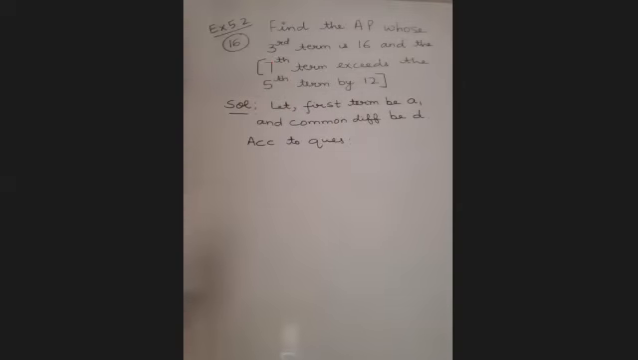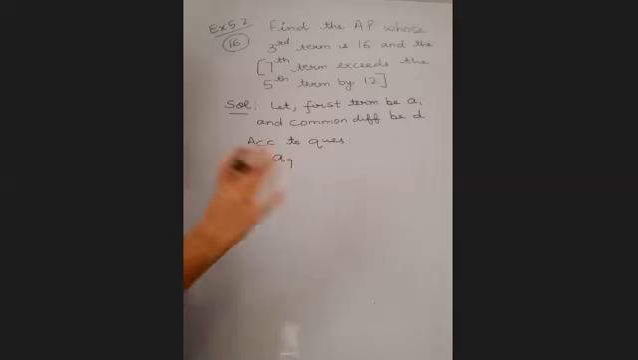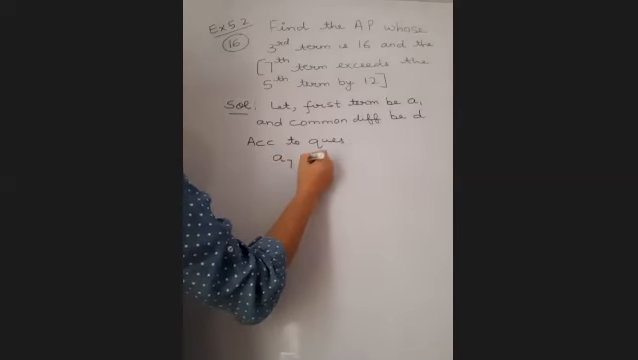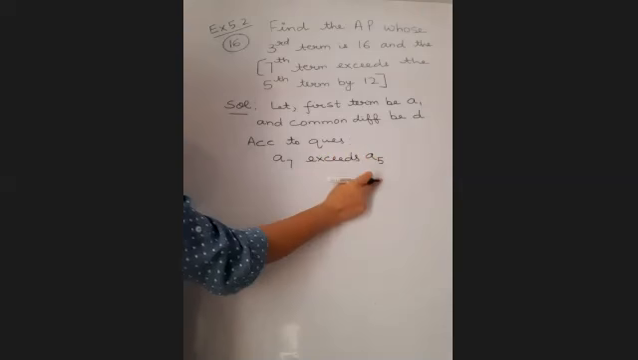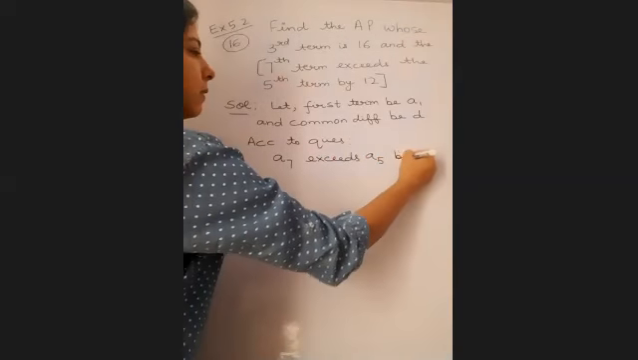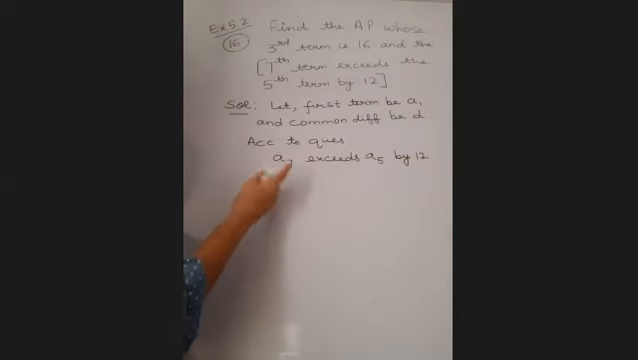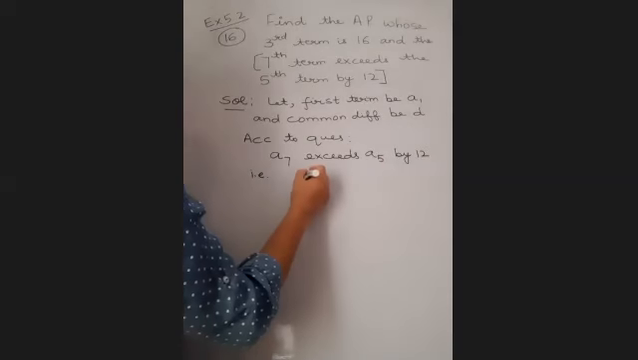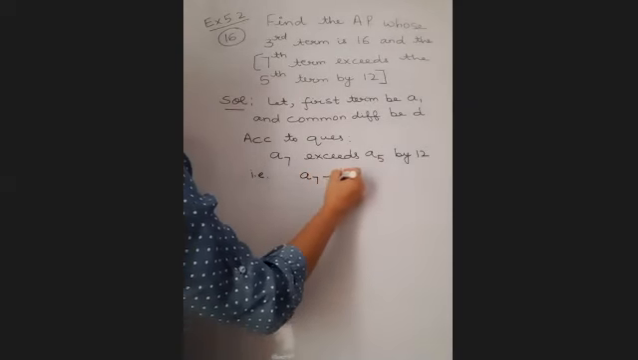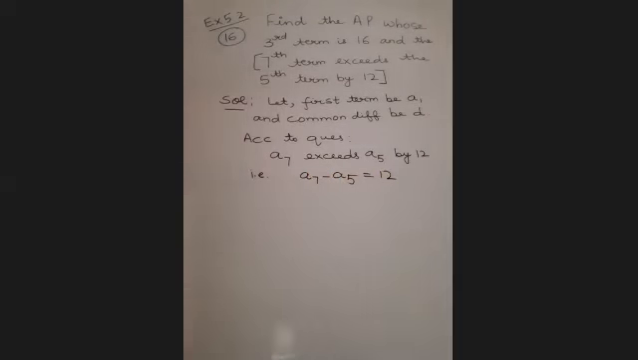Seventh term. Beta, how do we write seventh term? A1 plus 6D. First, let us write A7 only. A7 exceeds fifth term, means A5, by 12. That means A7 is greater, as we discussed yesterday. So what is the equation? Can anyone tell me? What is the equation? A7 is equal to A5 plus 12. Yes. Or we can write it as A7 minus A5 is equal to 12. Both ways we can write.